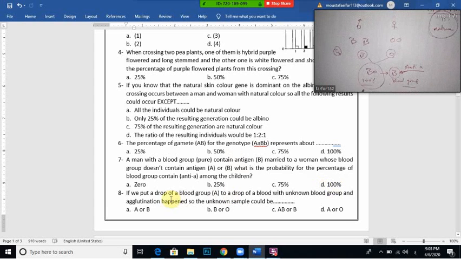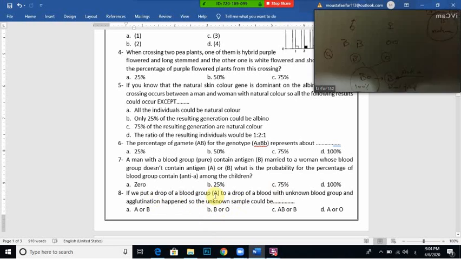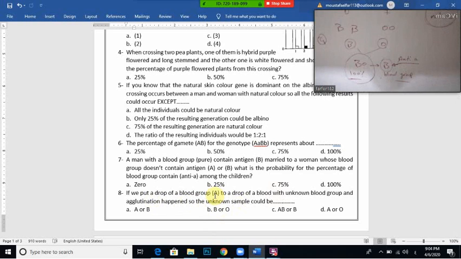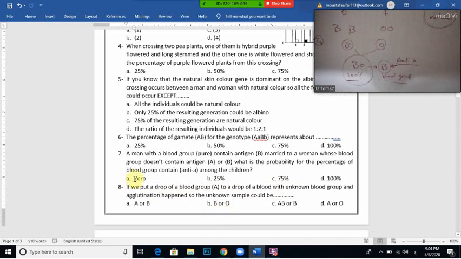Number 8, if we put a drop of blood group A to a drop of blood with unknown blood group and agglutination happens, so the unknown sample could be B or O. Let's get back to the transfusion rules. Blood group A could transfer blood to A or AB, so it can't transfer blood to B or O. So if we put blood group A on an unknown blood group and agglutination happens, this means that the unknown sample could be B or O. So the answer of number 8 is B.